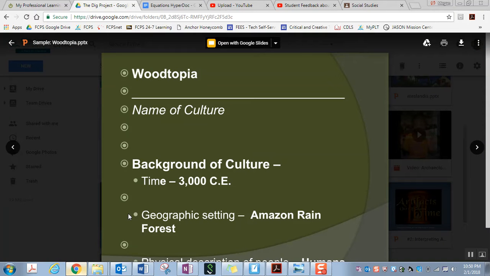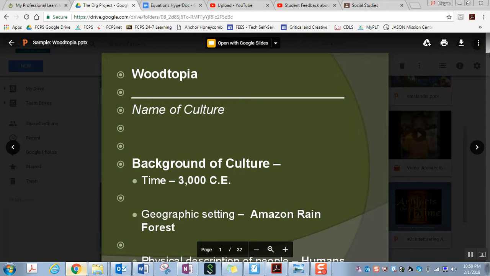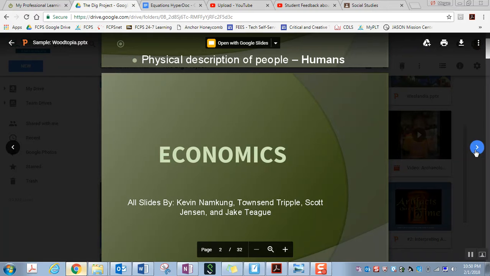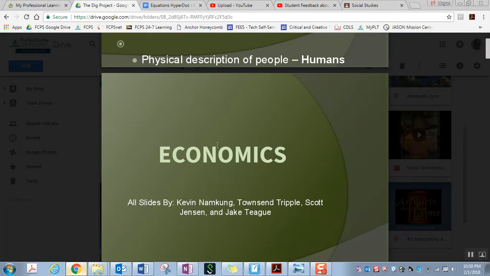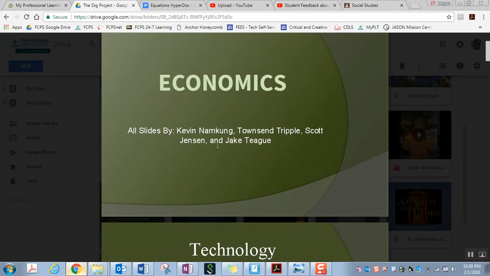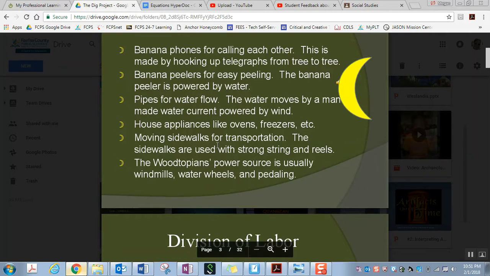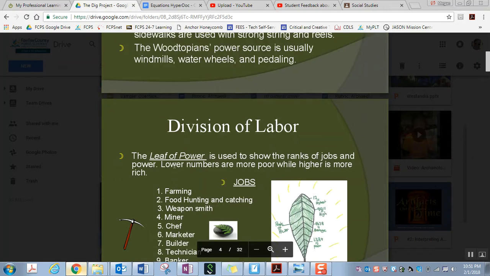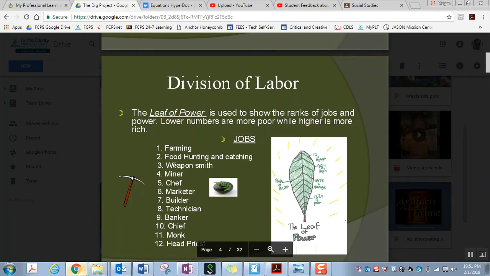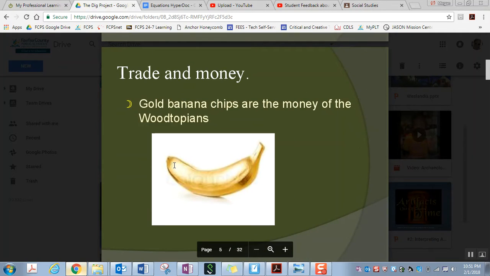So I showed them, this is an example of another class's Google Slides presentation on their culture that they created, and the kids were really, really interested in the Woodtopians, and how these students came up with this brand new culture with new inventions, new words, new names for things, and they really had such a great time seeing how creative they could be with this project.